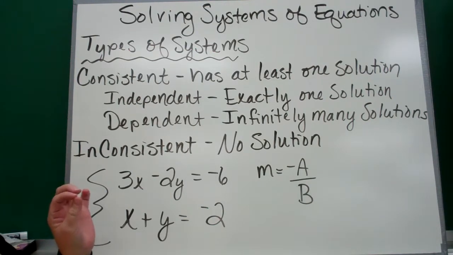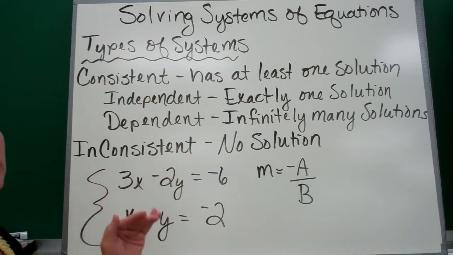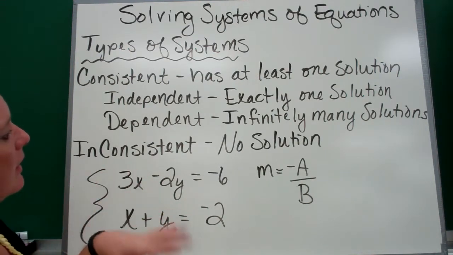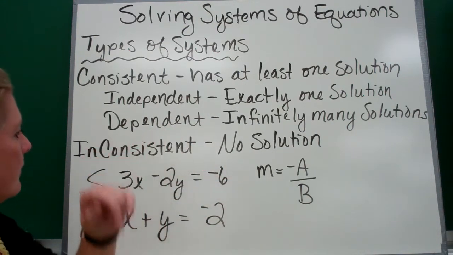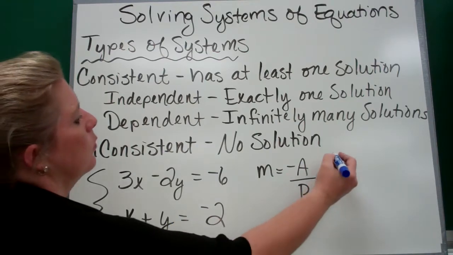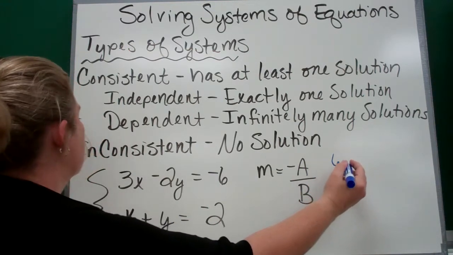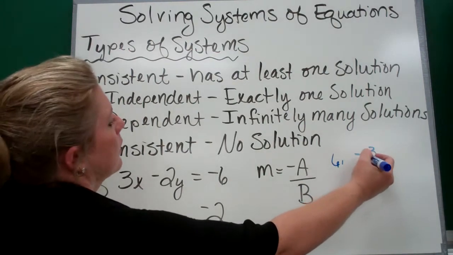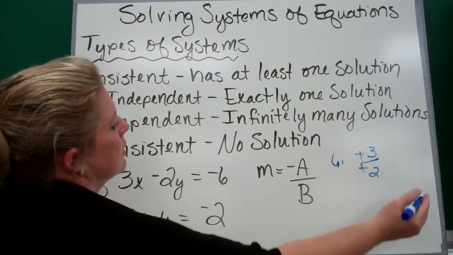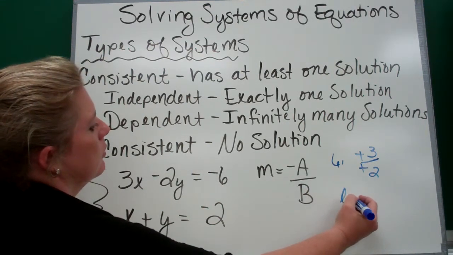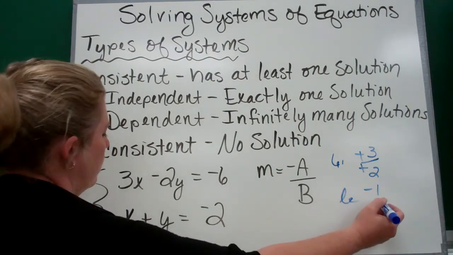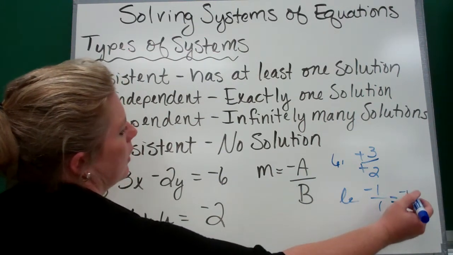Okay, looking at this system of equations, both of them are in standard form. When you're given an equation in standard form, you need to find the slope. The easiest way to find the slope of the line is to take negative a over b. Remember, ax plus by equals c? Take negative a over b. So line 1 has a slope of negative 3 over negative 2, which is positive 3/2. Line 2 is negative 1 over 1, which is negative 1.